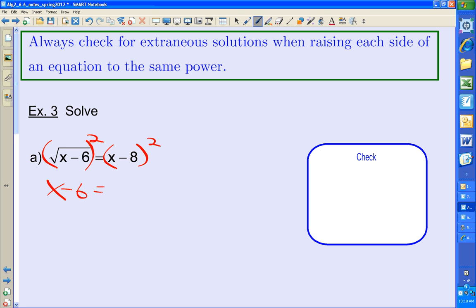Okay, Elise, what do you get on the right-hand side? X squared minus 16x plus 64. This is the nine words: square the first, twice the product, square the last.